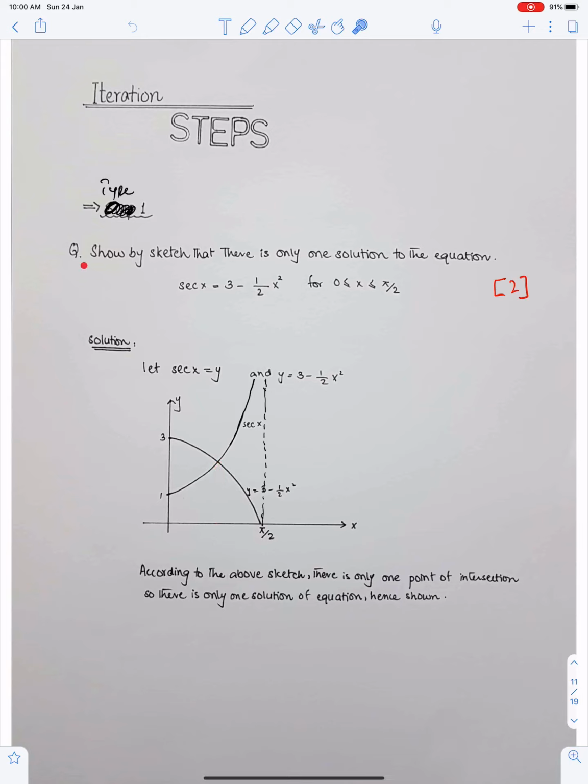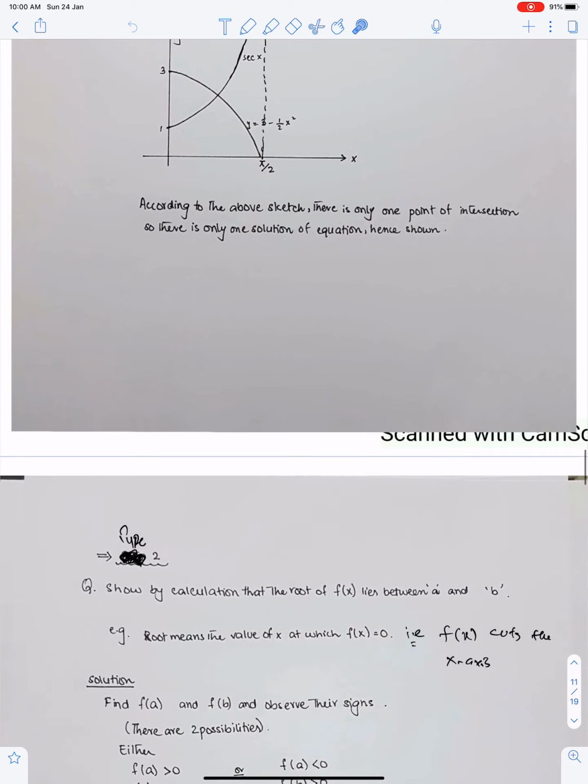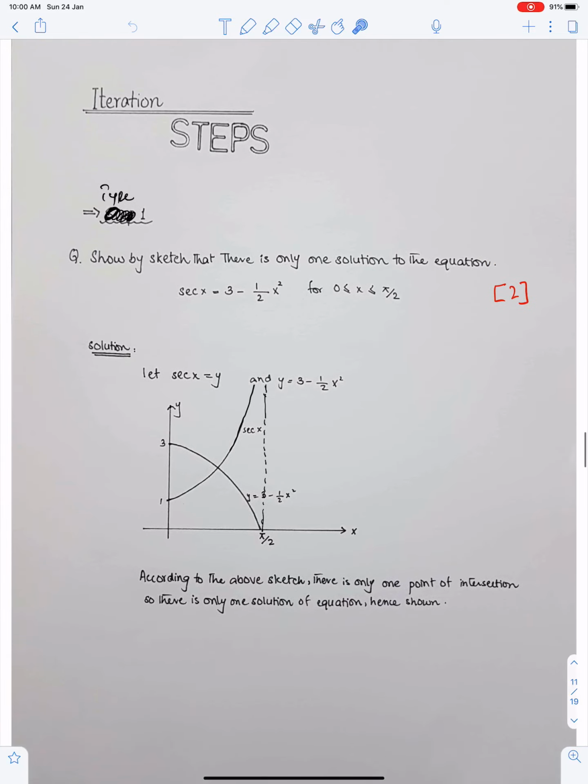So whenever they give this type of question, show by sketch that there is only one solution, you just need to sketch both the graphs separately for the given domain, if the domain is given. Then you just need to say, since there is one point of intersection, there is only one solution. This is the type 1 question, and this question usually has 2 marks.